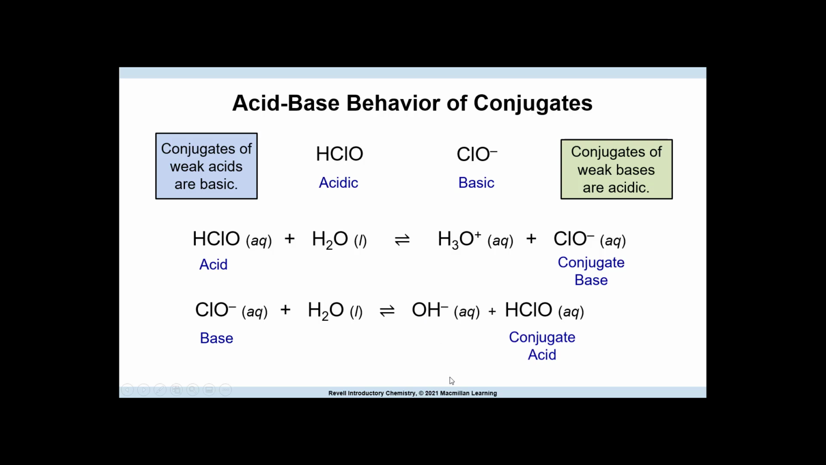So as a general rule, the conjugates of weak acids are basic. Sorry, I'm getting bases and basic and acids all mushed together here. The conjugates of weak acids are basic, and the conjugates of weak bases are acidic. There we go. I'm trying to talk faster than I should here. So let me repeat that. As a general rule, the conjugates of weak acids are basic, and the conjugates of weak bases are acidic. There we go. I said it.